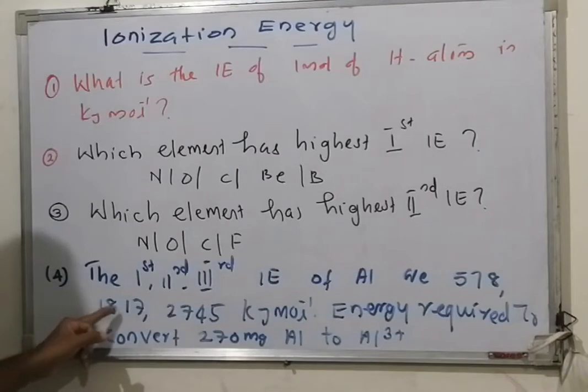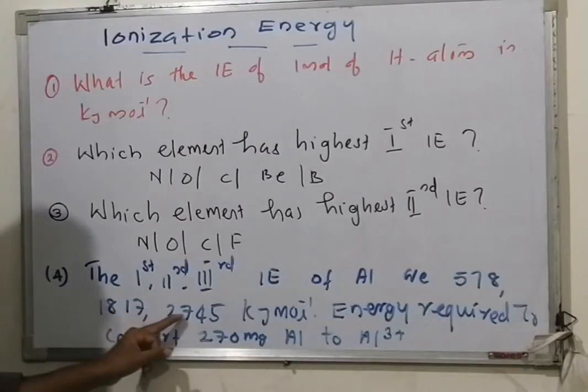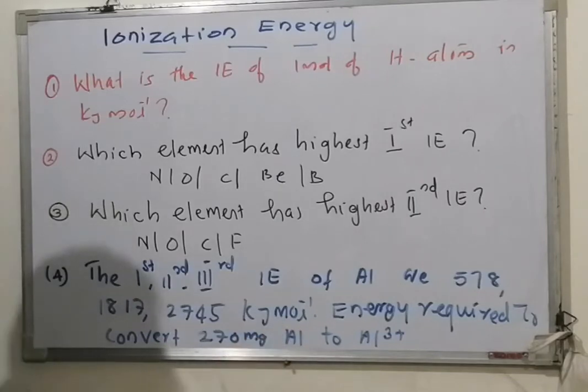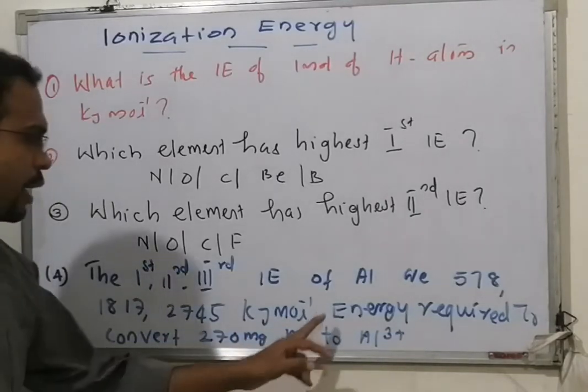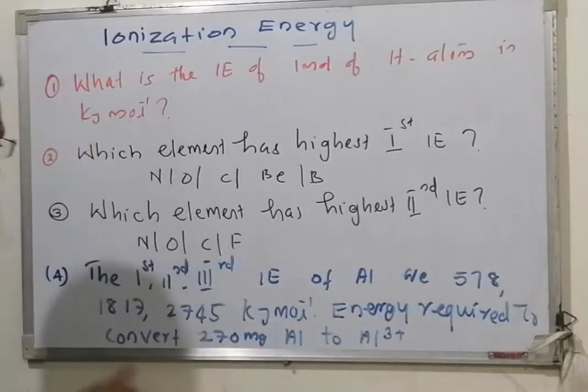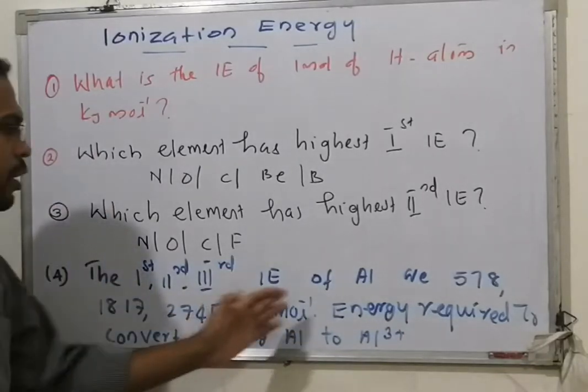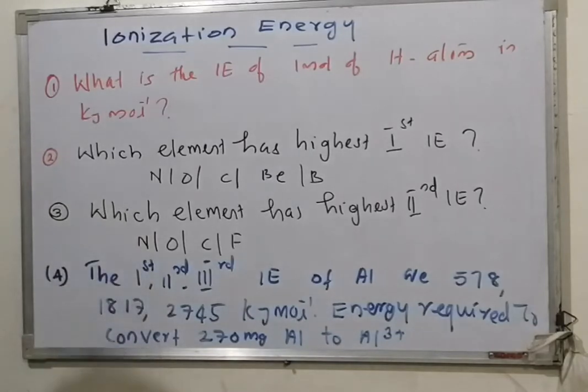Fourth question, the first, second, third ionization energy of aluminium are 578, 1817, 2745 kilojoule per mole respectively. What is the energy required to convert 270 milligram aluminium to aluminium 3 plus? How is the question?